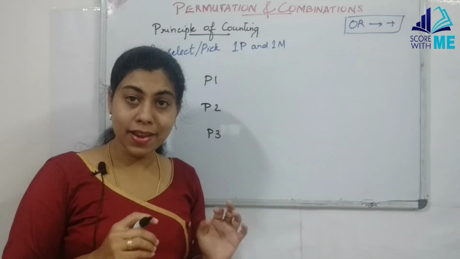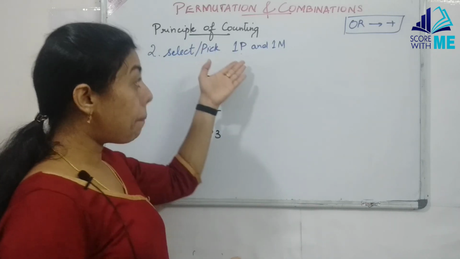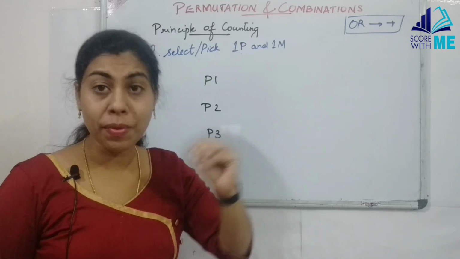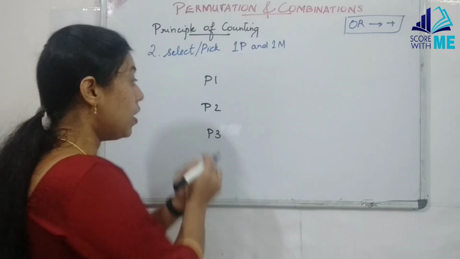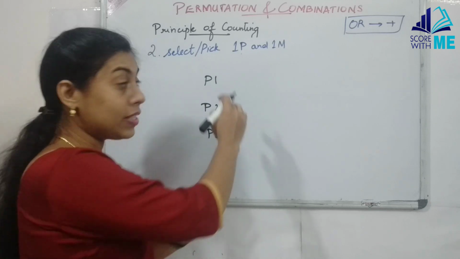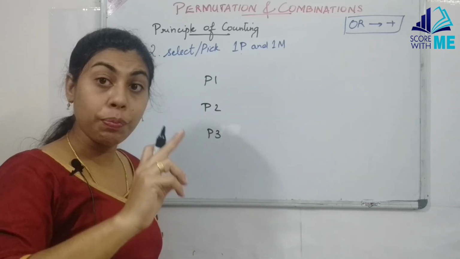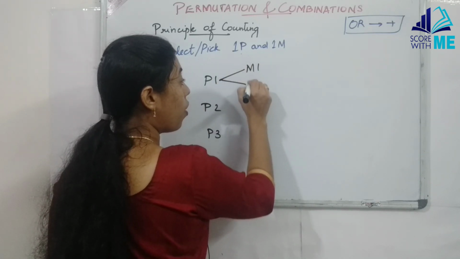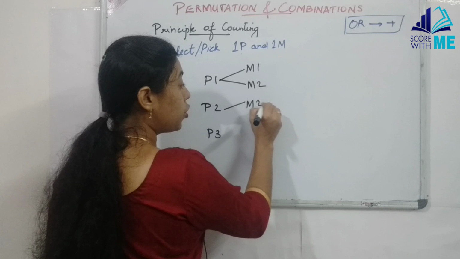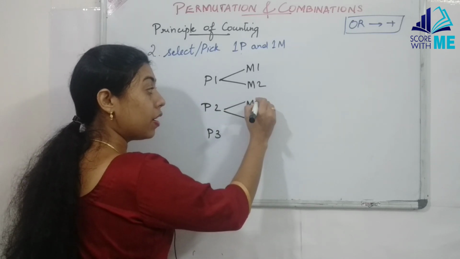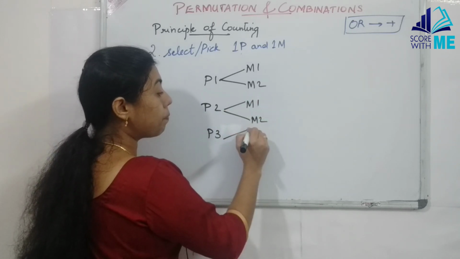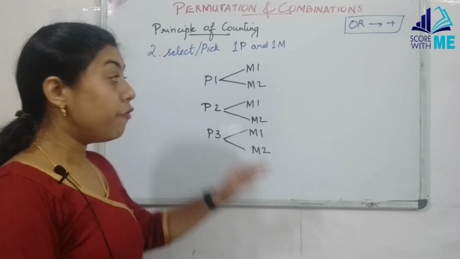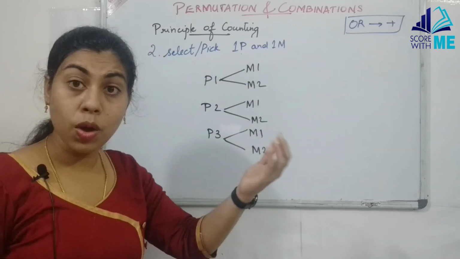So in the second case, we are here to select a pen and a marker, one pen and a marker. In the previous case, we had to select only one item from among the entire pens and markers. So here we can select a pen in 3 ways, P1, P2, P3, and remember with each pen I need to select a marker also. So with pen 1 I can select either marker 1 or marker 2. The same with pen 2, if I select it, I can select either the first marker or the second marker. With pen 3 also I can select marker 1 or marker 2. So in this way, with each pen I can select either marker 1 or marker 2.